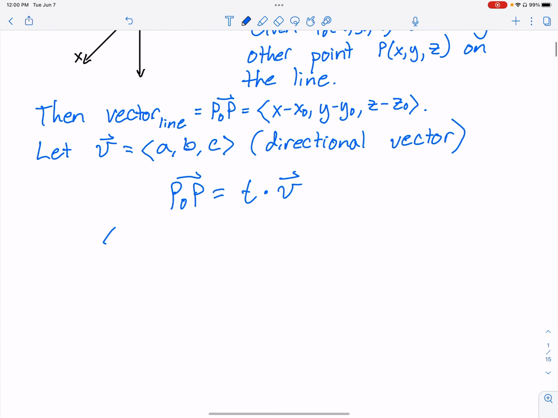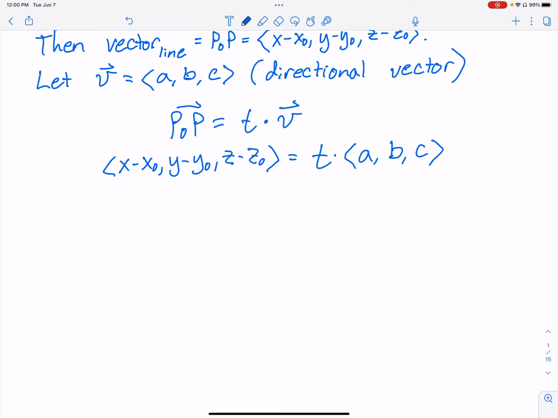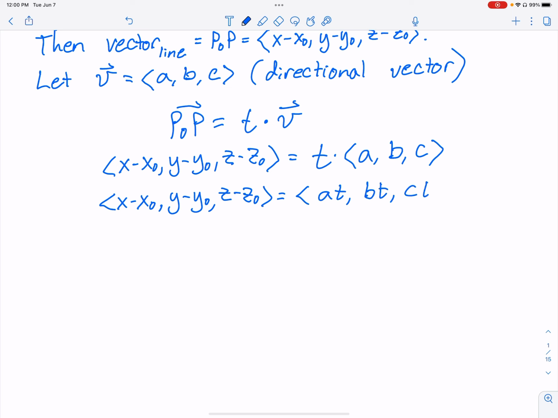Now I just plug things in. This is x minus x naught, this is y minus y naught, and z minus z naught. And this is equal to t, just some constant, times the directional vector A, B, C. Now we can distribute that t through, it's just a constant. So we've got x minus x naught, y minus y naught, and z minus z naught equals At, Bt, and Ct.